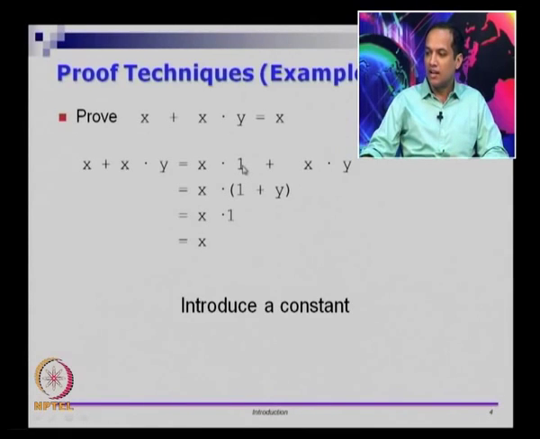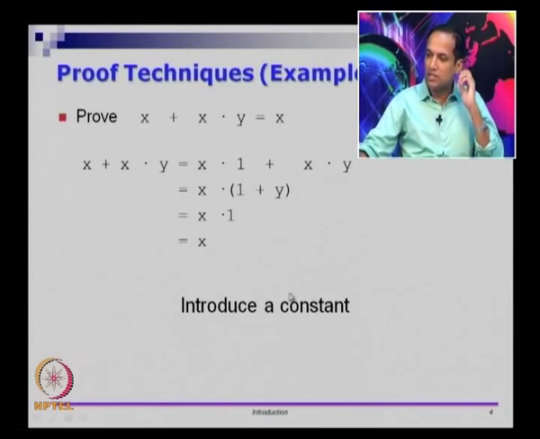Now once you do this, you have x which is common to both the terms, so you can take x out. This expression is the same as x and (1 or y). So 1 or y we know is 1, and x and 1 is x. In this proof we have introduced a constant. We know that x and 1 is x, so if I give you this you would easily write it as x, but sometimes it is useful to take something like x and write it as x and 1. In this case it brings x out as a common term between these two.